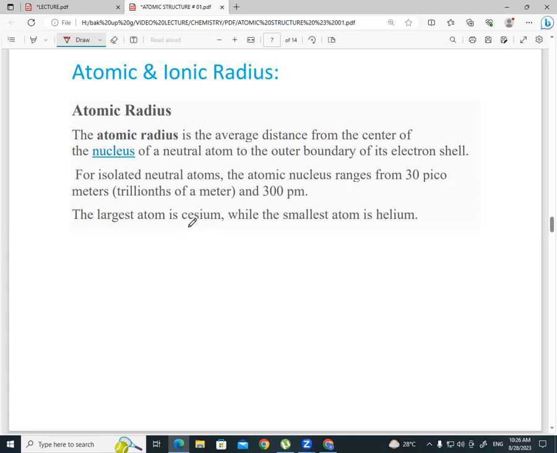The largest atom is cesium. Remember that when we look at the periodic table, in group 1, we find there is another element behind cesium, that is francium, but we do not discuss francium because it is a radioactive isotope. So here we mention that cesium is the largest atom, while the smallest atom is helium, and this is because of their atomic radius.